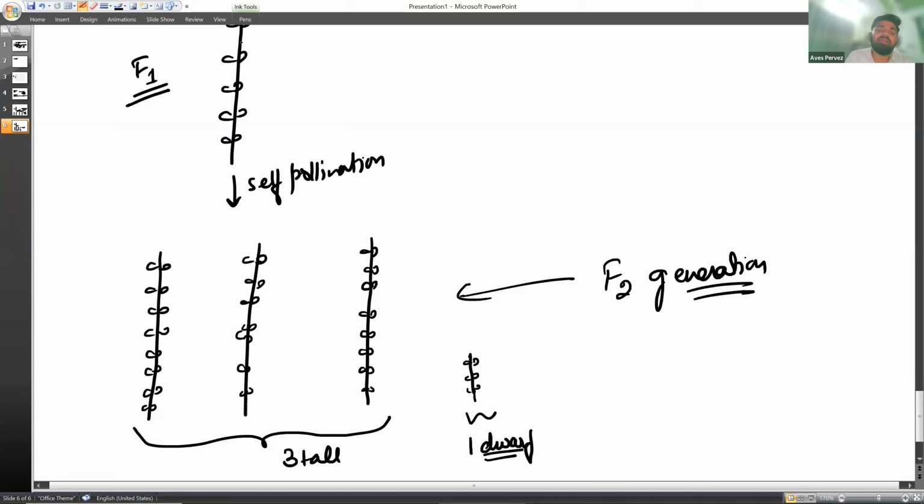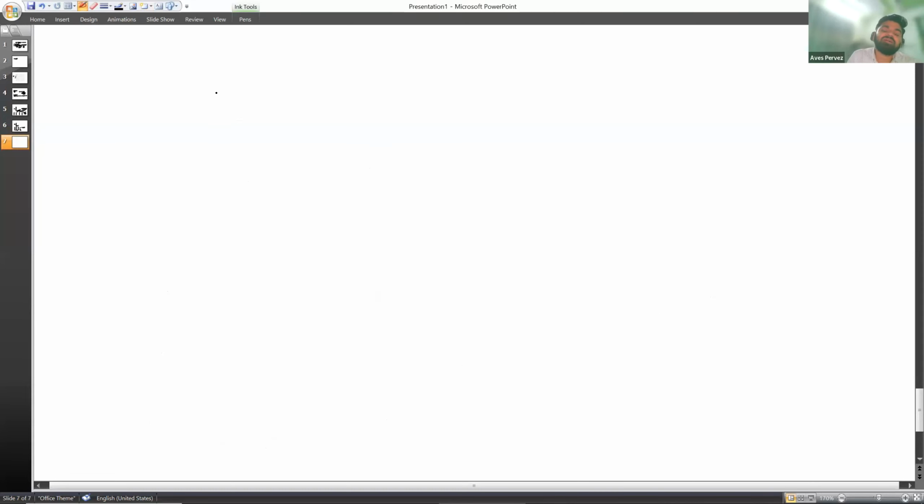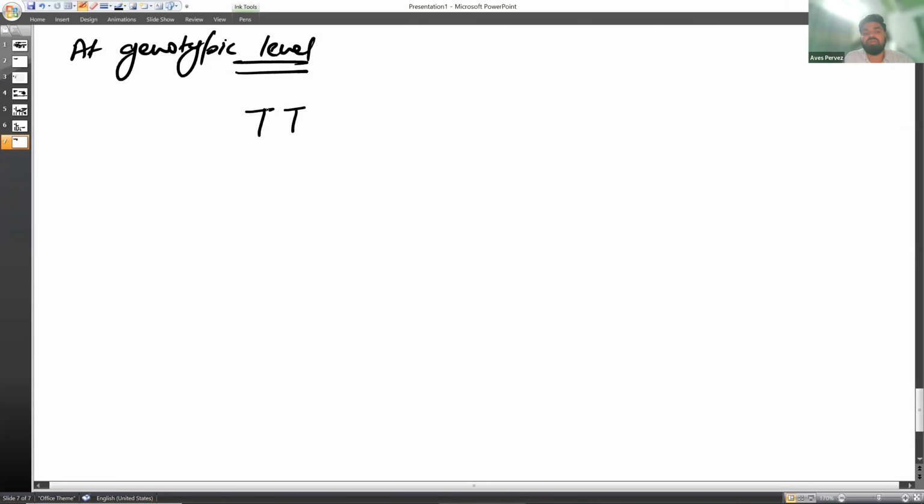Yes, sir. Now moving to the next part, here is how he explains. At the genotypic level, we are taking how he explained why he was getting all tall plants in the F1 generation and why he got three tall and one dwarf in the F2 generation. So he took the homozygous tall, whose male and female plants both are tall, and here this is homozygous dwarf, which he took as small t.